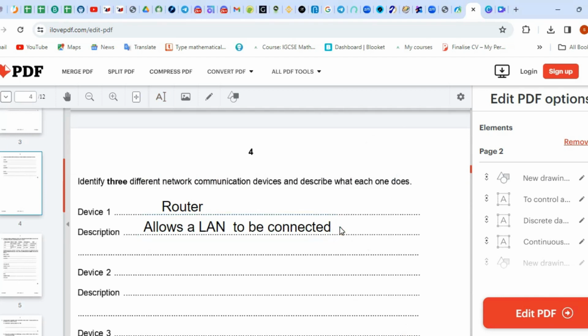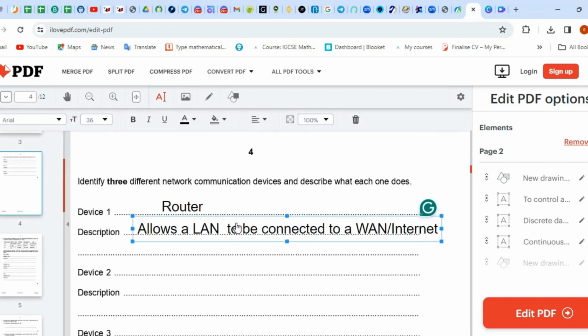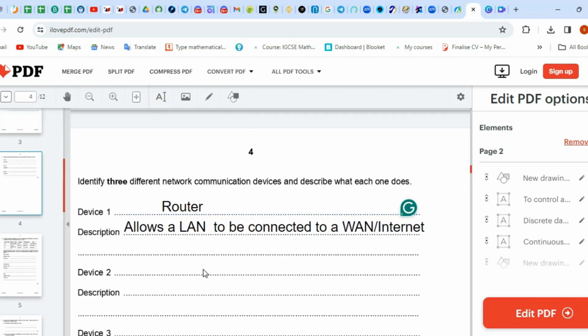So we say it allows a LAN to be connected to what? To a WAN, or to an internet. All right? That's the answer to that. That is the function of a what? Of a router. So another device is what? Yes. Thank you. We have bridge.